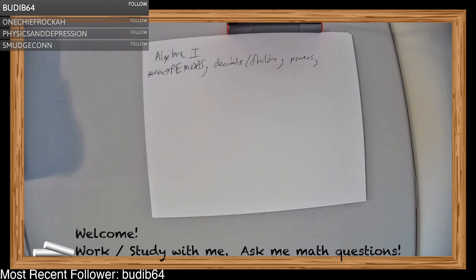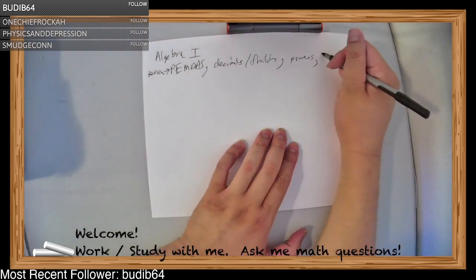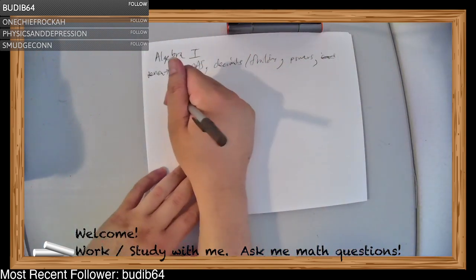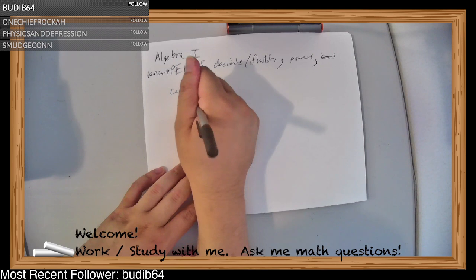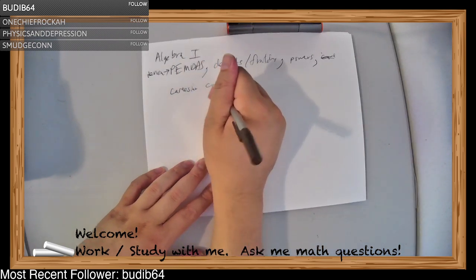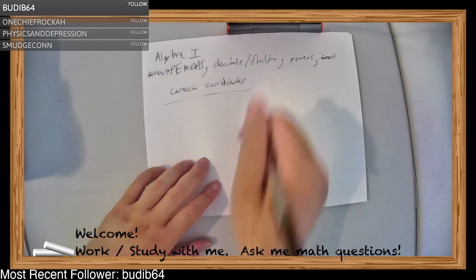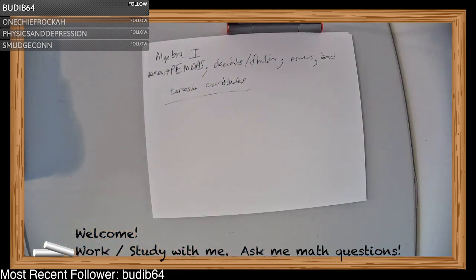Sometimes there's a little bit of Cartesian coordinate stuff. But not a lot. Well, that's not true. Well, let's just put that in. Okay. Let's see, what else? All right.